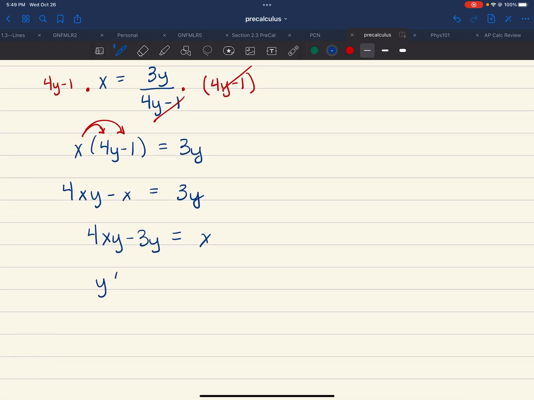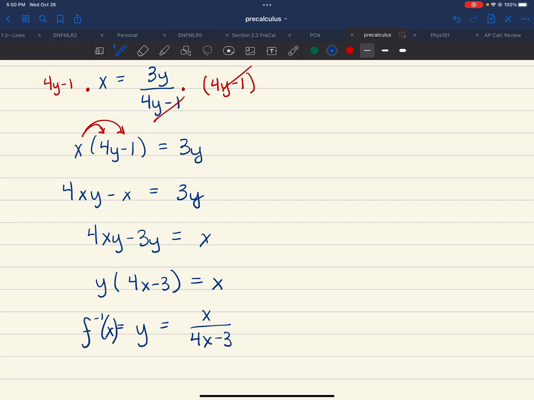I factor out a y, so y times 4x minus 3 is equal to x, and now I'm going to divide both sides by 4x minus 3. So now y equals x over 4x minus 3. So this is actually my inverse function.